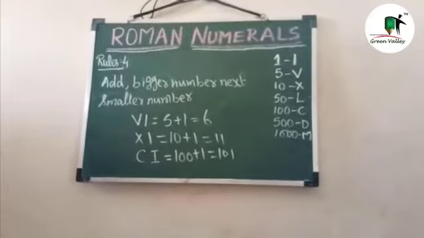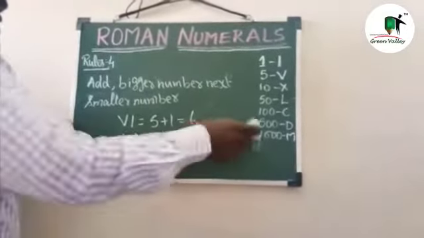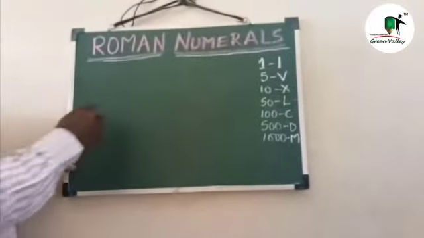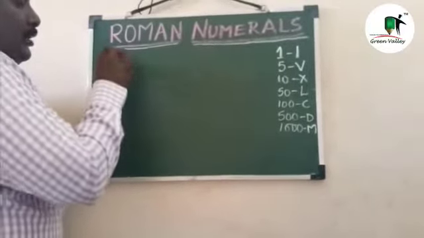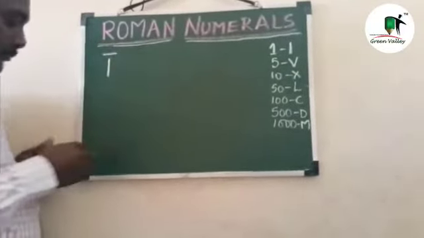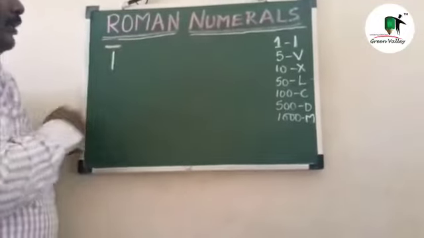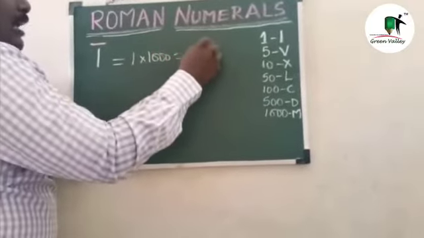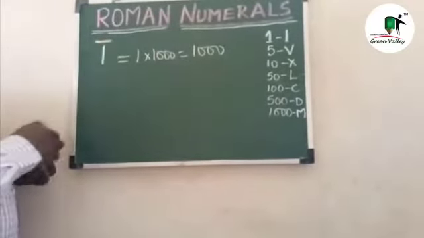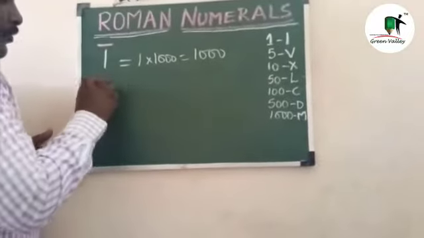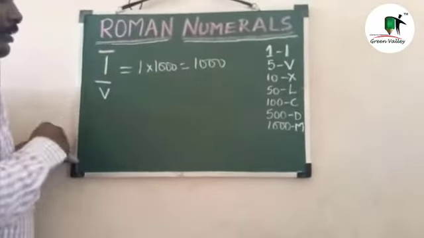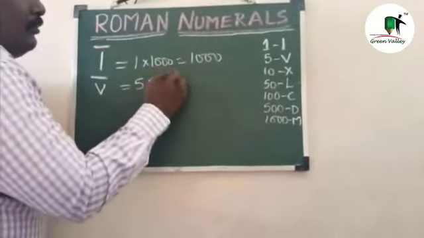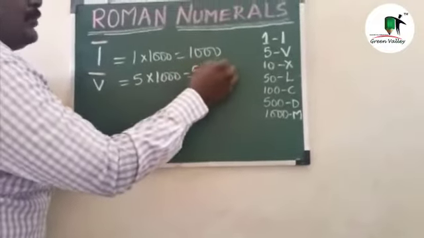Lastly, it is not only up to 1000; we can go beyond 1000 also. See here, if it is I with a bar on top, it means 1 into 1000, so the value of that number is 1000. Now V with a bar on top means 5 into 1000, so the value is 5000.